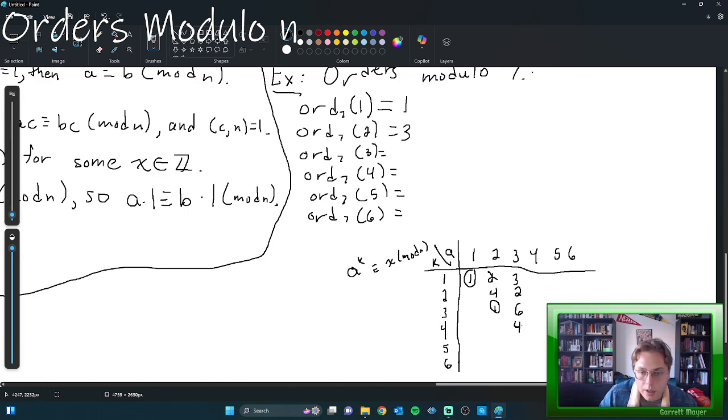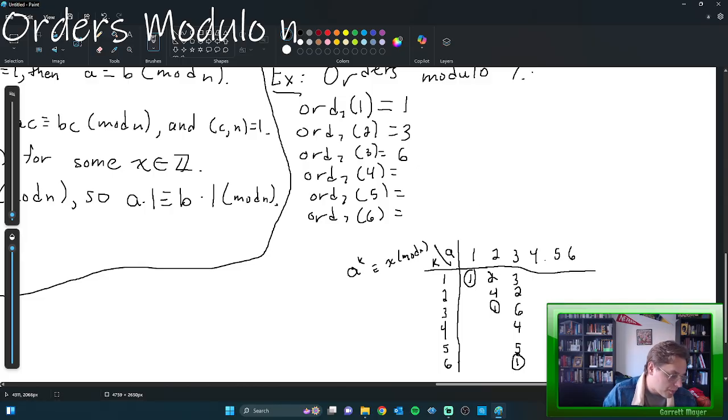Next, take 4 times 3, and that gives us 12. And 12 is 5 mod 7. And then finally, 5 times 3 is 15, which is 1 larger than 14, so that is 1 mod 7. So the order of 3 modulo 7 is 6.